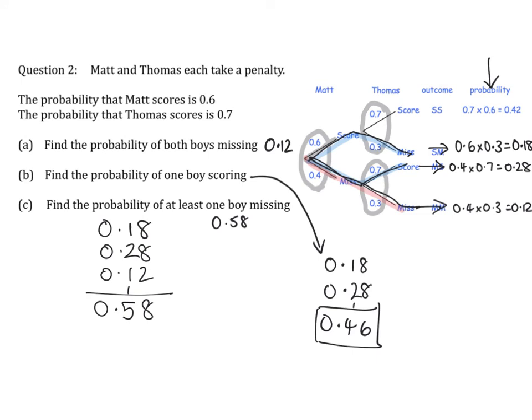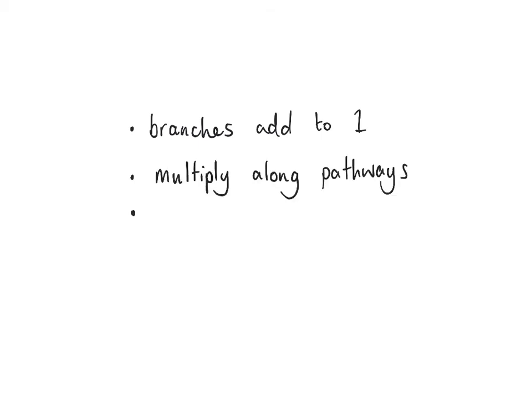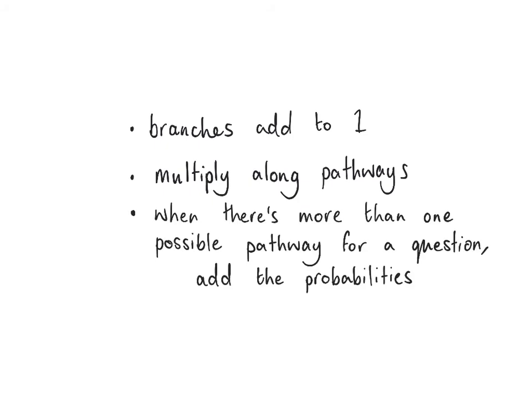So, to remember, one is that the branches add to 1. Also, when you go along pathways, you multiply. And if there's more than one pathway for what they're asking you about, you add those probabilities up. But remember, that's the final probabilities that you're adding, the ones at the end of the tree, not the ones here. You will never add them. You multiply along the pathways. There is Hegarty Clip 361 if you're struggling with this.